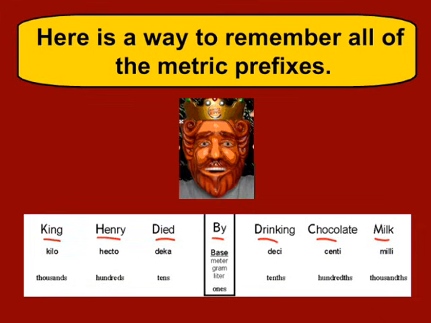And here's what the various letters stand for. King is kilo. Henry, the H is hecto. Died, deca. B stands for base, and you have 3 base units, meters, grams, and liters. D stands for deci. Chocolate, the C stands for centi, and M stands for milli.